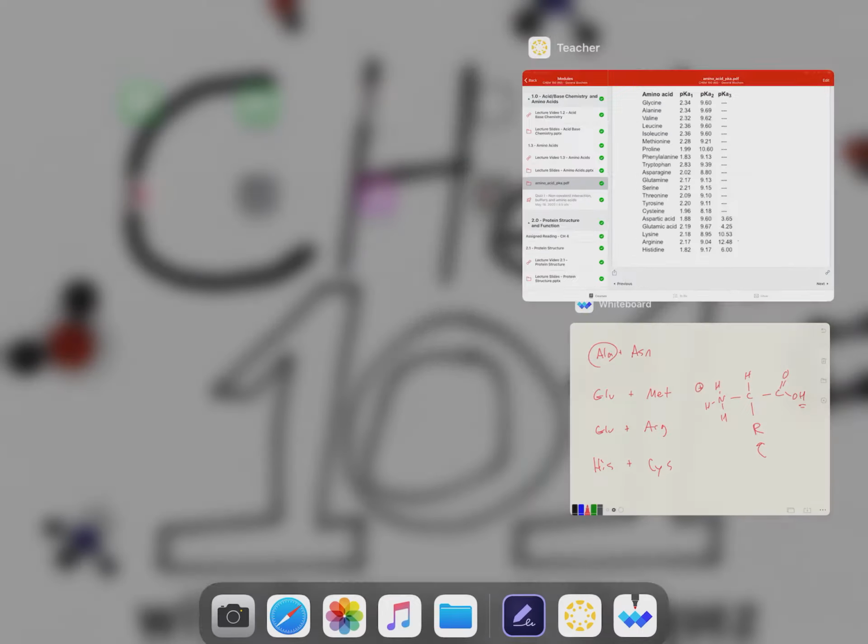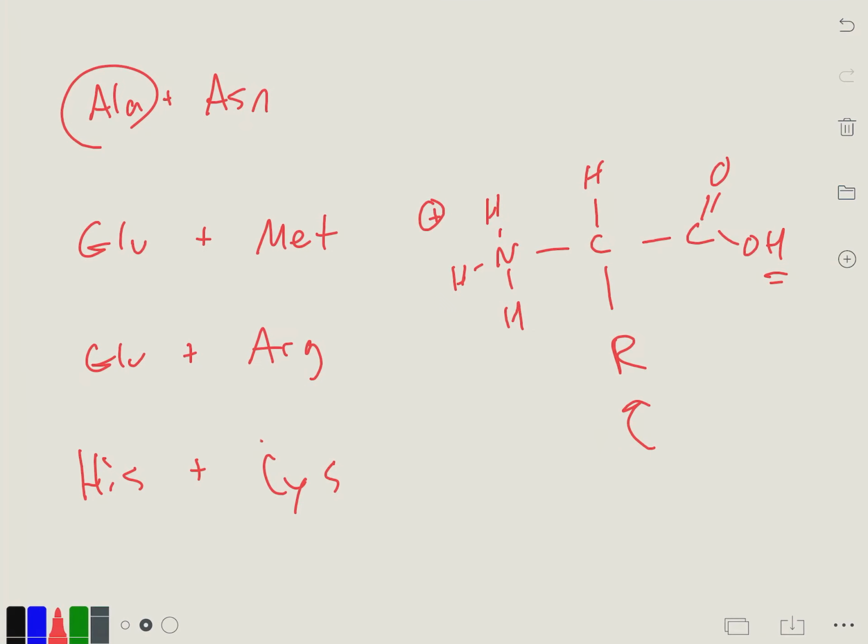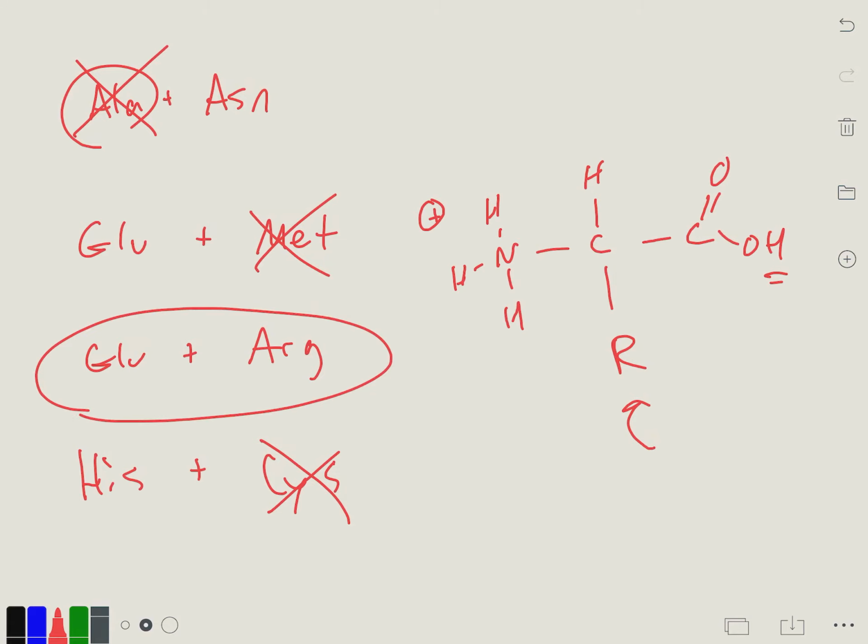So if we jump back to the list, we can easily see why we can rule some of these out. Histidine is not on that list. Methionine is not on that list. Alanine is not on that list. So the only set here that has a pair that can both form ionic bonds is glutamic acid and arginine. I think I called it glutamine earlier. Glutamic acid and arginine. I never get this right, and this is my problem.